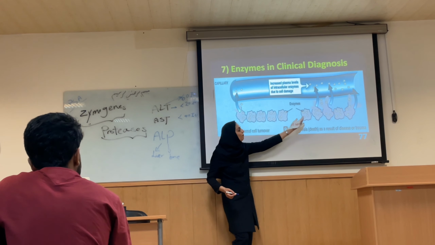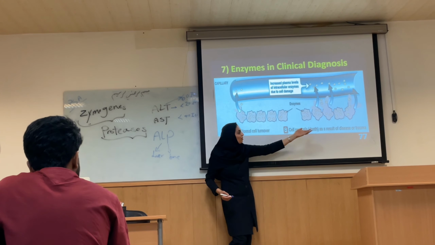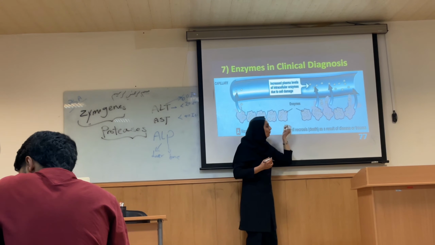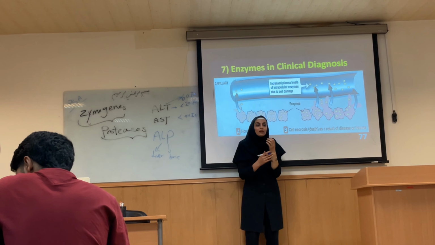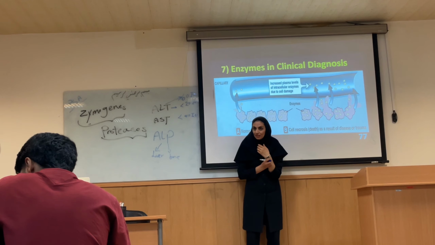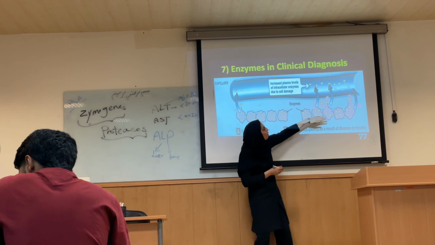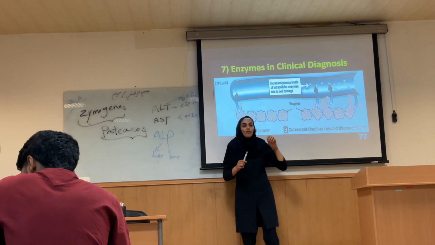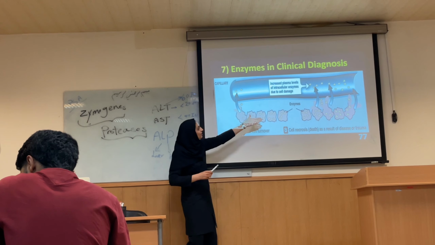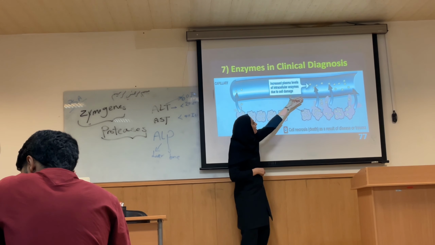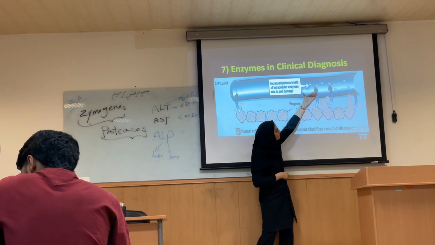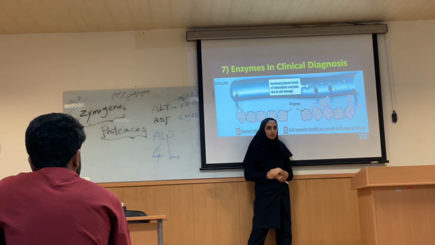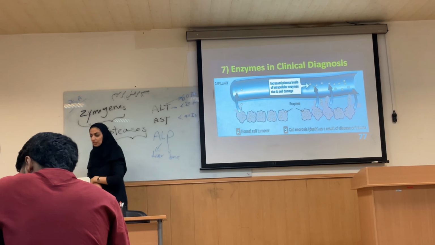Some RBCs are being produced and some of them are degrading. When there is a pathologic situation, the RBCs or other cells of interest start to be destroyed more. What is happening? The more the cells degrade, the more enzyme and cell content is released into the blood circulation, and the increased plasma level of that reveals the pathologic diagnosis. Did you get the point?